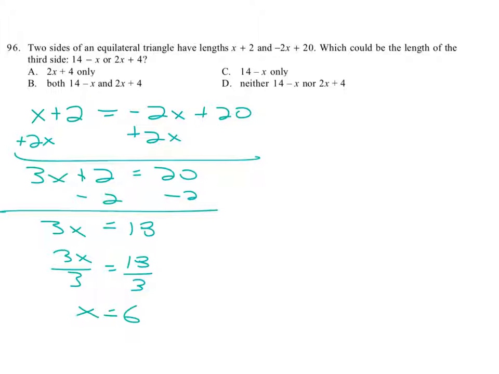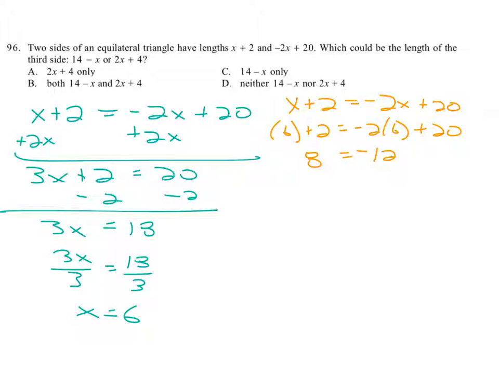So we're going to go back up here, take another color, let's say x plus 2, we know is going to be equal, because they're the same length, to negative 2x plus 20. What are those lengths? So we're going to put in 6 for x, and we've got 8 here, equals negative 12 plus 20, which is equal to 8. Okay, so the sides measure 8, and it's an equilateral triangle, so that third side should measure 8 as well.